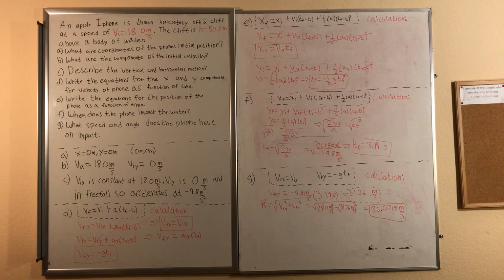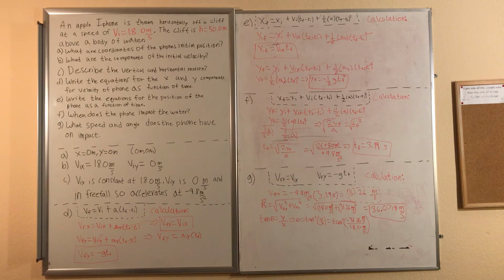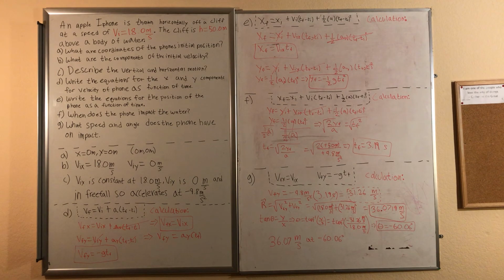So to find the angle, we use tan of theta equals the y component over x component. To get the angle, we find the inverse tan of this y over x, and so plugging in tan inverse of negative 31.26 meters per second divided by 18.0 meters per second equals theta at the angle of negative 60.06 degrees. So we have found the final velocity to be 36.07 meters per second at negative 60.06 degrees.